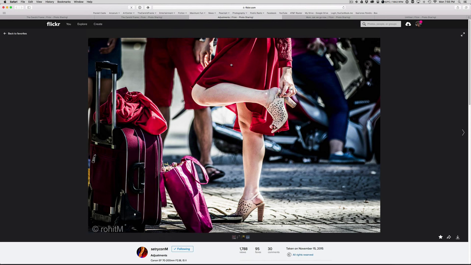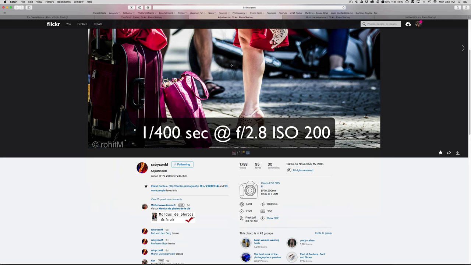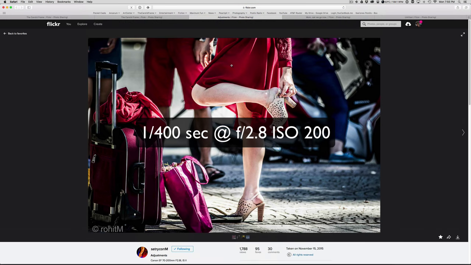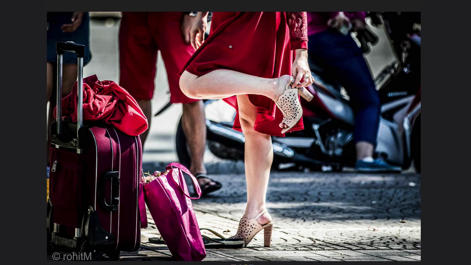So we have our first shot here, shot by SatryconM, shot with a Canon EOS 5DSR at 1/400th of a second, at f2.8, at ISO 200. Now, we don't see the entire woman in this shot, but what we do see is really telling. She's got what looks to be this incredibly beautiful dress. She's got these impeccable shoes that she's adjusting. We see these sandals here, so it looks like she was just changing out of those sandals into those shoes.